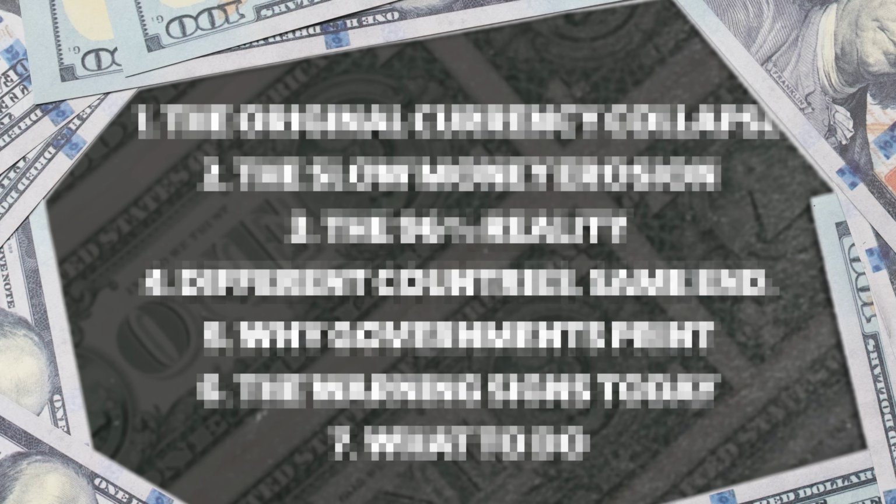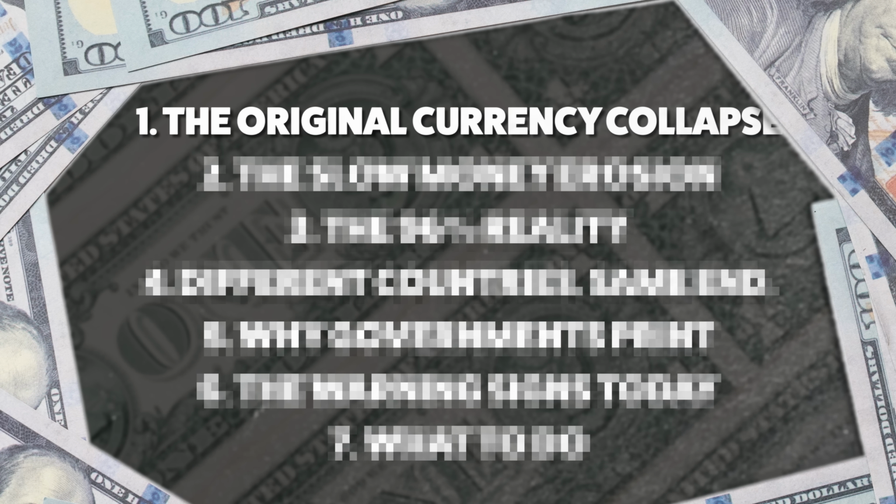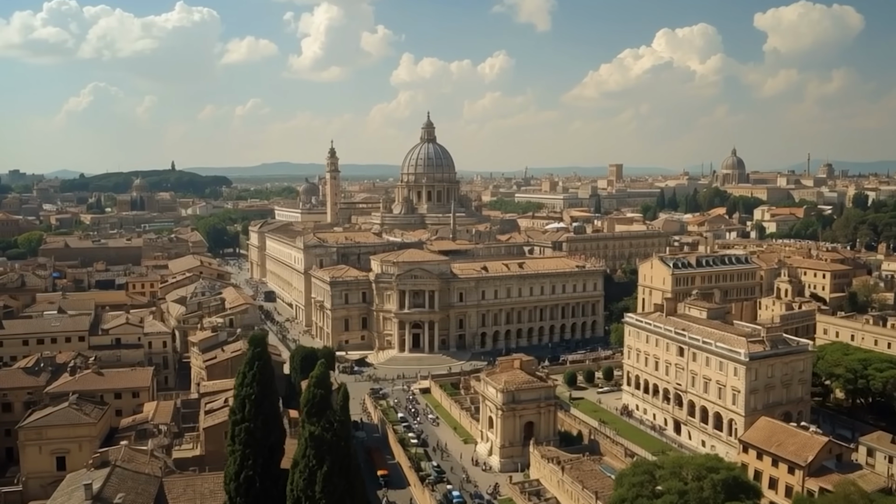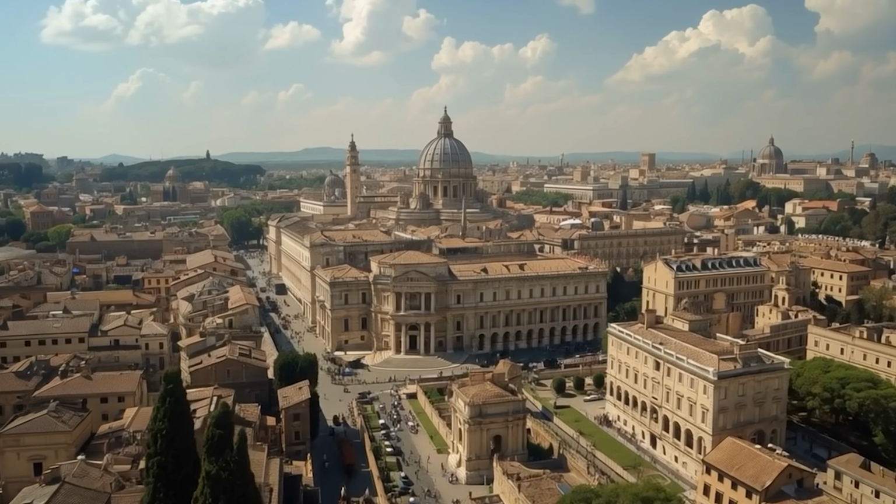This isn't doom and gloom, this is pattern recognition. So I'm going to show you a pattern that's repeated for 2,000 years, and I'll explain how I'm positioning my own money because of it. So let's start with Rome. Why? Because it is the perfect case study.